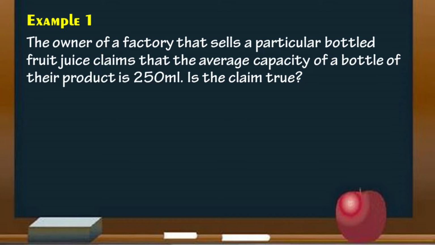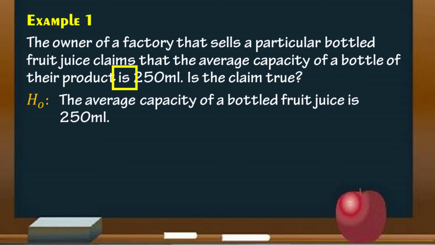Based on that statement, the word is was used. So this will fall on the null hypothesis. The null hypothesis then is the average capacity of a bottled fruit juice is 250 ml. And in symbols, we have H sub O, mu is equal to 250. Mu is the symbol for mean or average, and the equal sign is the mathematical symbol that corresponds to the word is.